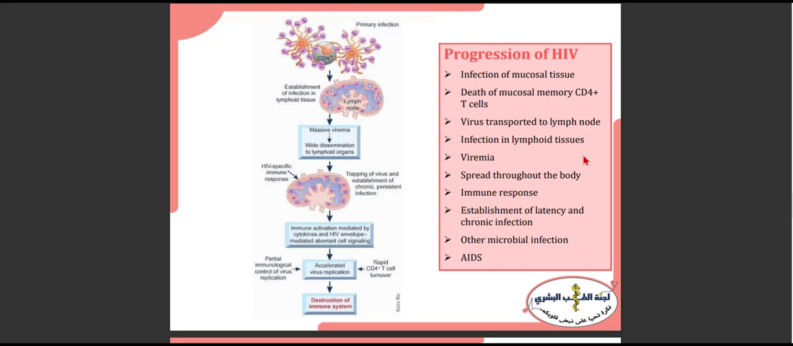Now we will go through them. First, when the virus enters the body, there will be an infection of the mucosal tissue, which is the urethral tissue of the genital tract in females and males. Then progression of the death of the mucosal memory CD4 plus T cells. So this virus will attack the CD4 plus T helper cells in the mucosal tissue it entered. Then the virus will be transported from this mucosal tissue to the nearby lymph node, and there it will attack the T cells present in this lymph node.